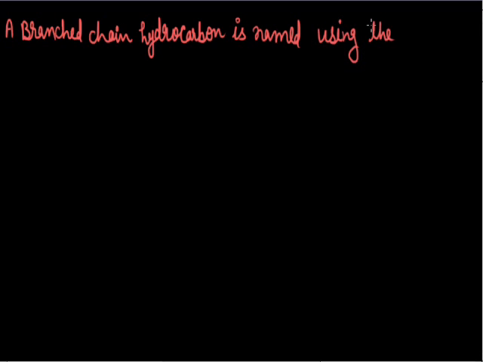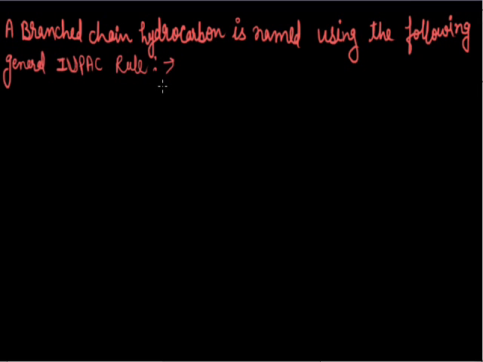A branch chain hydrocarbon is named following general IUPAC rules. The first rule is the longest chain rule. In the longest chain rule, we select the longest possible continuous chain of carbon atoms. If some multiple bond is present, the chain selected must contain the multiple bond.